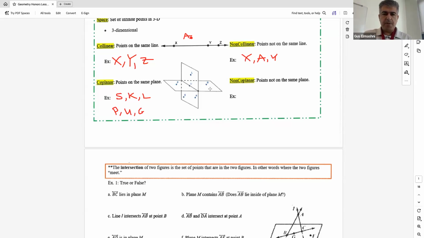But then you have to be a little careful. Like would P, U, S, and K, that's kind of weird, right? Because these are on the same plane, but then P's somewhere else. I can't really get a piece of paper and get all four of those points on that piece of paper. It's just impossible to do that. So those are not coplanar.